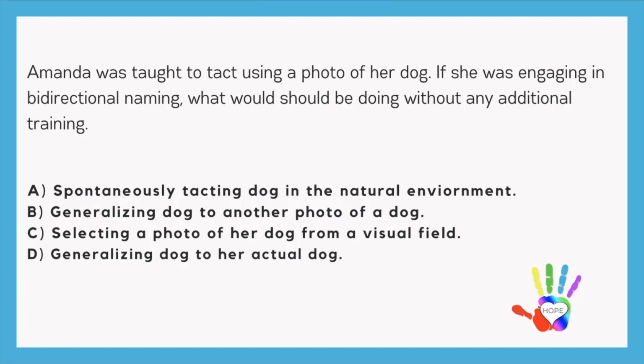Well, A, B, and D are all going to be examples of stimulus generalization, right? Saying the behavior dog in the presence of a different stimulus. So tacting a different dog. That's stimulus generalization. Our answer here is going to be C. Bidirectional naming is if I teach you a tact, you can do listener response, or conversely, if I teach you listener response, you can do a tact. And it is important there's no additional training.